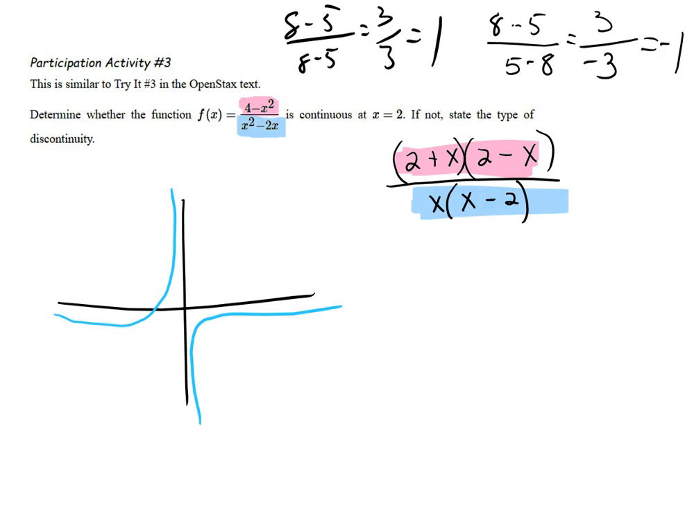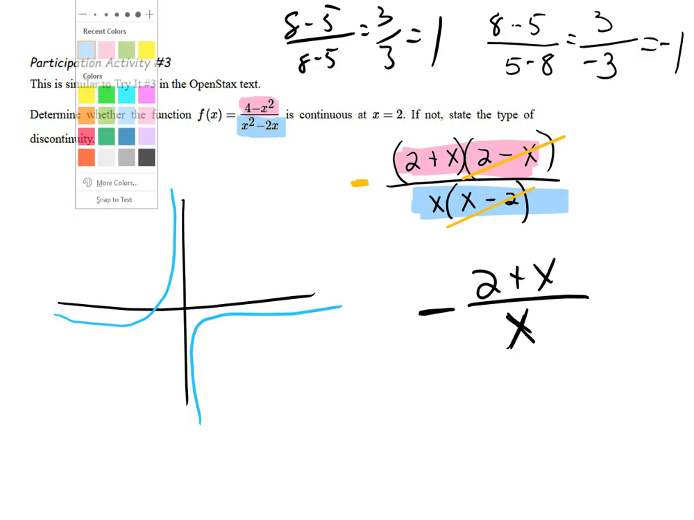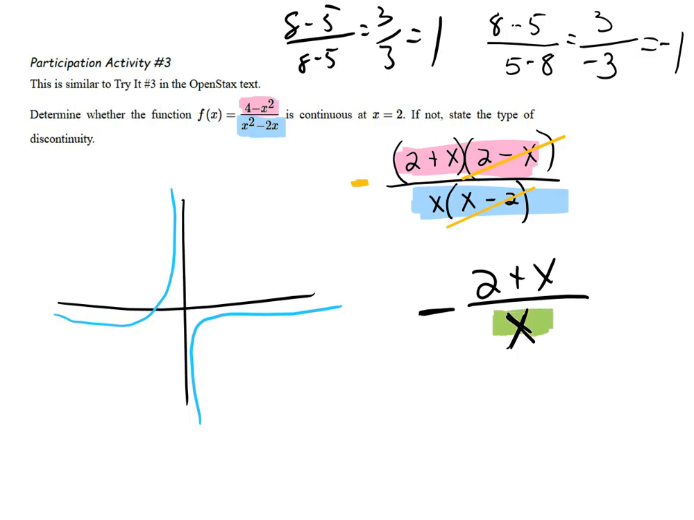So I can cross cancel this 2 minus x with that x minus 2, but ultimately I get a negative 1. So it makes this fraction negative. And so what I end up with is a negative 2 plus x over an x, and actually this negative is out level with the fraction. So it's a negative 2 plus x over x. And now I can see that my denominator can't be 0, because if you were to stick a 0 there, you get an undefined function.